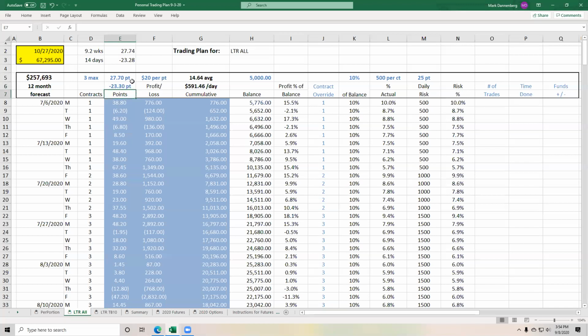Okay. The important part here, the most important part of your day after trading, is making sure that your forecast is based on the actual run rate. Now, why don't we just have it automatically plug in? Because I want to know what my run rate is.